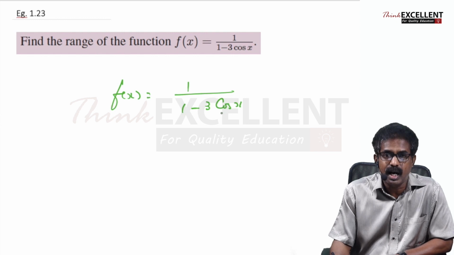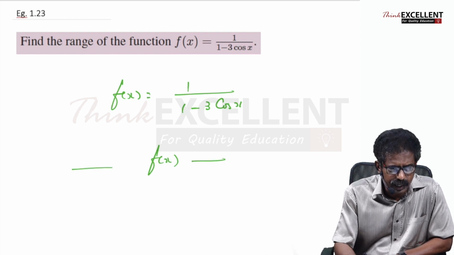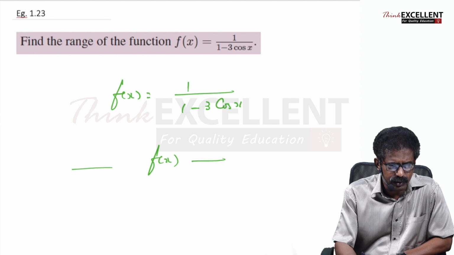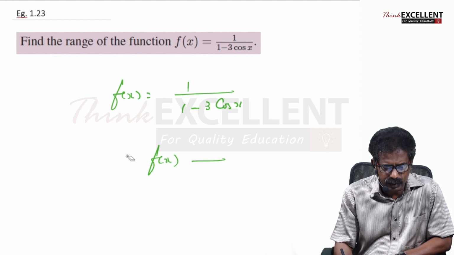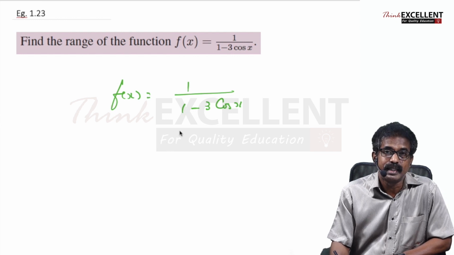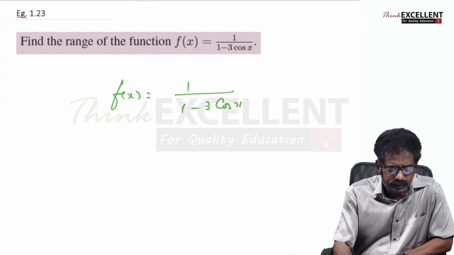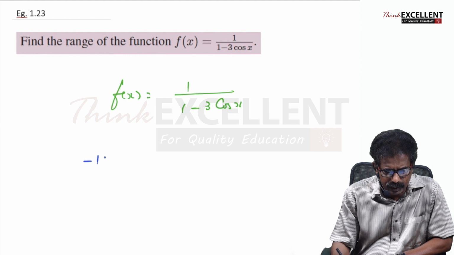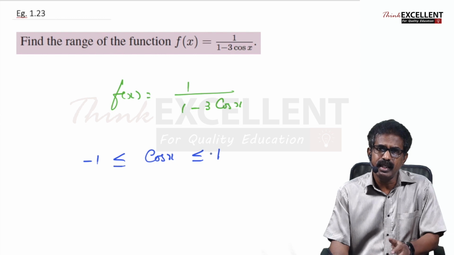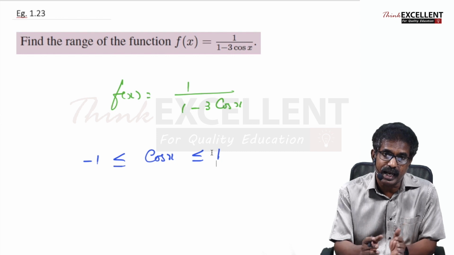Since it is cos, you start with cos. So how do you get the answer? You know, f of x lies between which two numbers, or in what range f of x exists. That's what we have to find here. Since it is cos, we start with cos. You know, cos x lies between minus 1 and plus 1, right? So minus 1 less than or equal to cos x less than or equal to plus 1. If it is sine, you write sine x. Sine also has the same condition, lies between minus 1 and plus 1. This is to find range, okay?